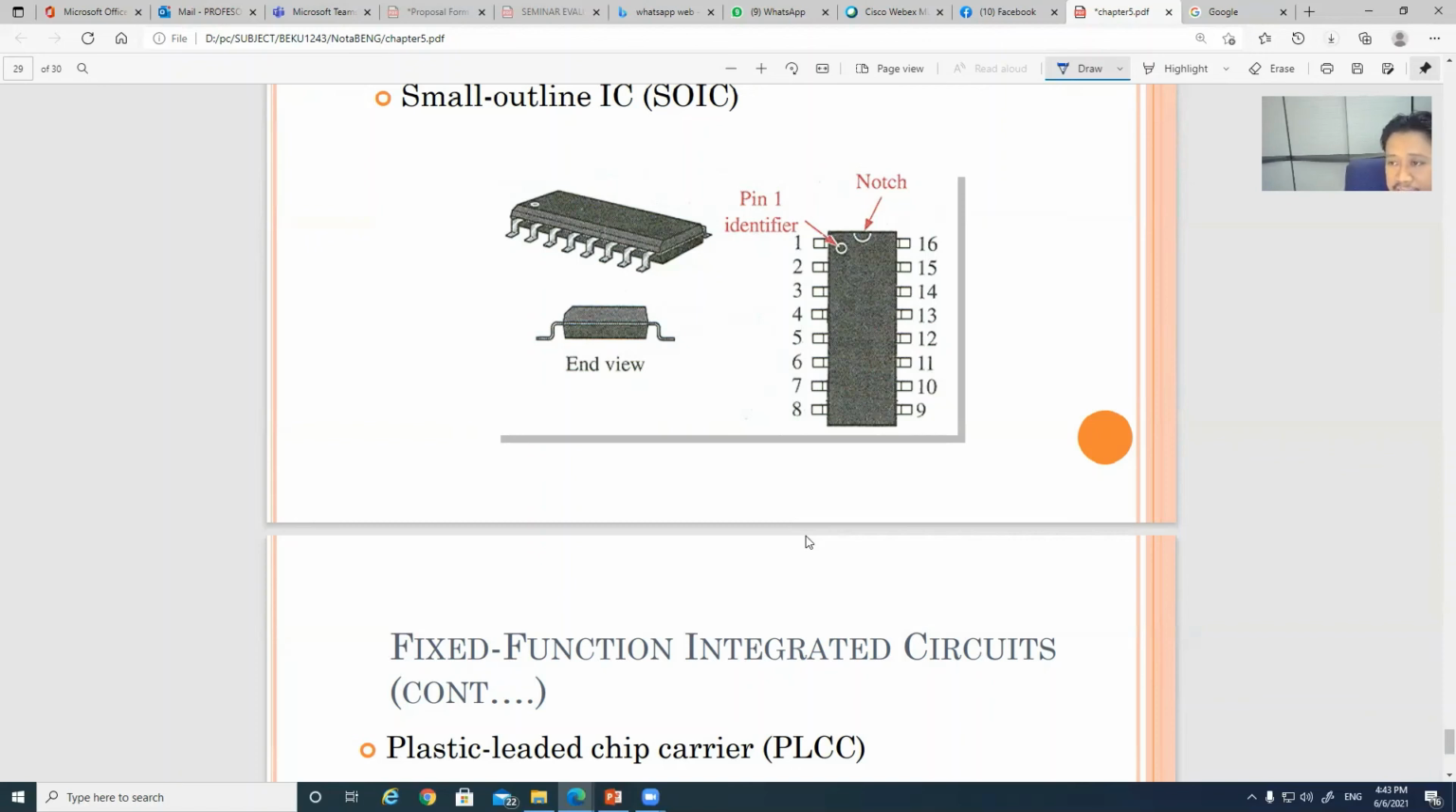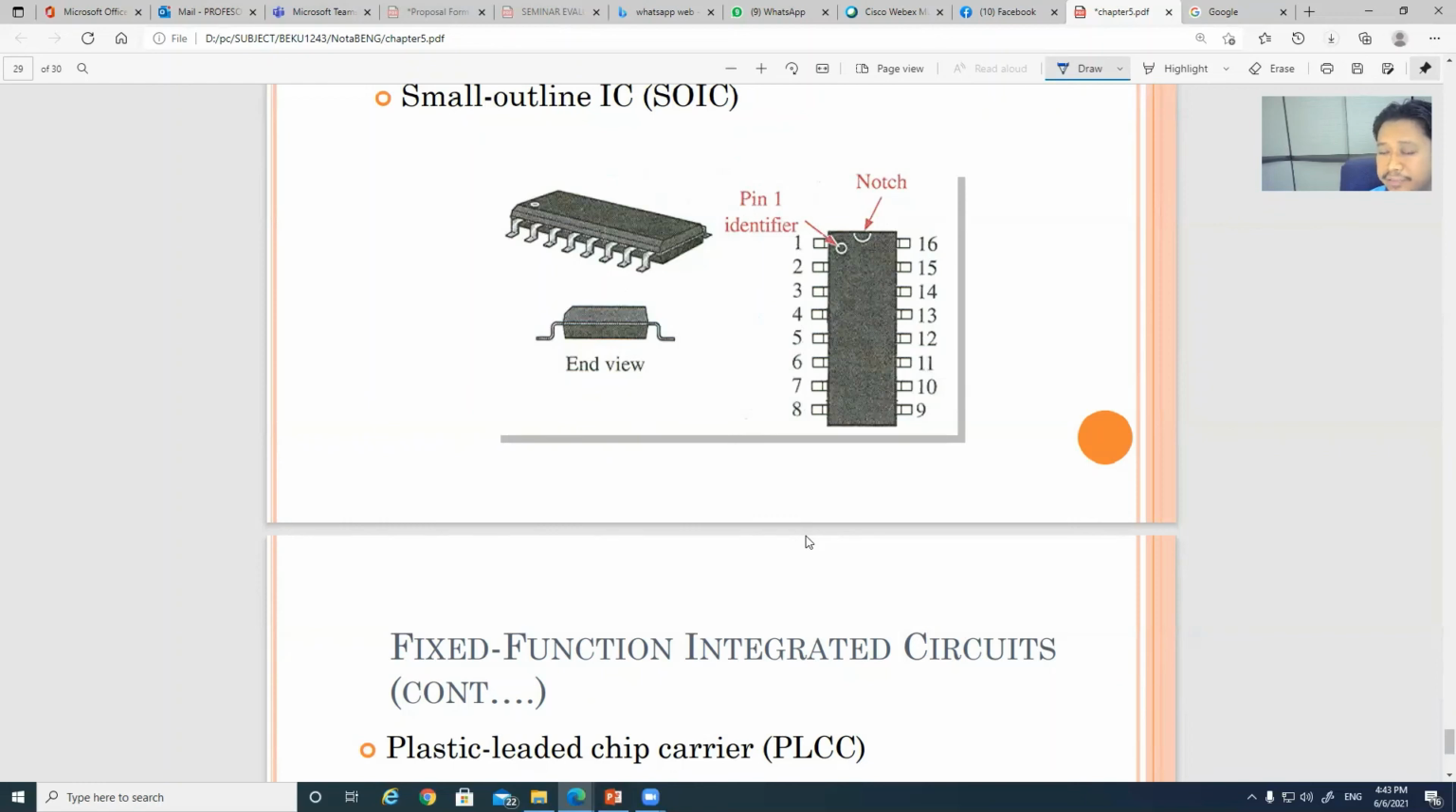Inside the IC we have modules. The module is actually the conventional logic circuit. For example, it will function as an adder, a flip flop, or a demultiplexer and so on. And then we have three types of IC: CMOS, bipolar or TTL, and another one is BiCMOS. I think that's all for chapter 5.